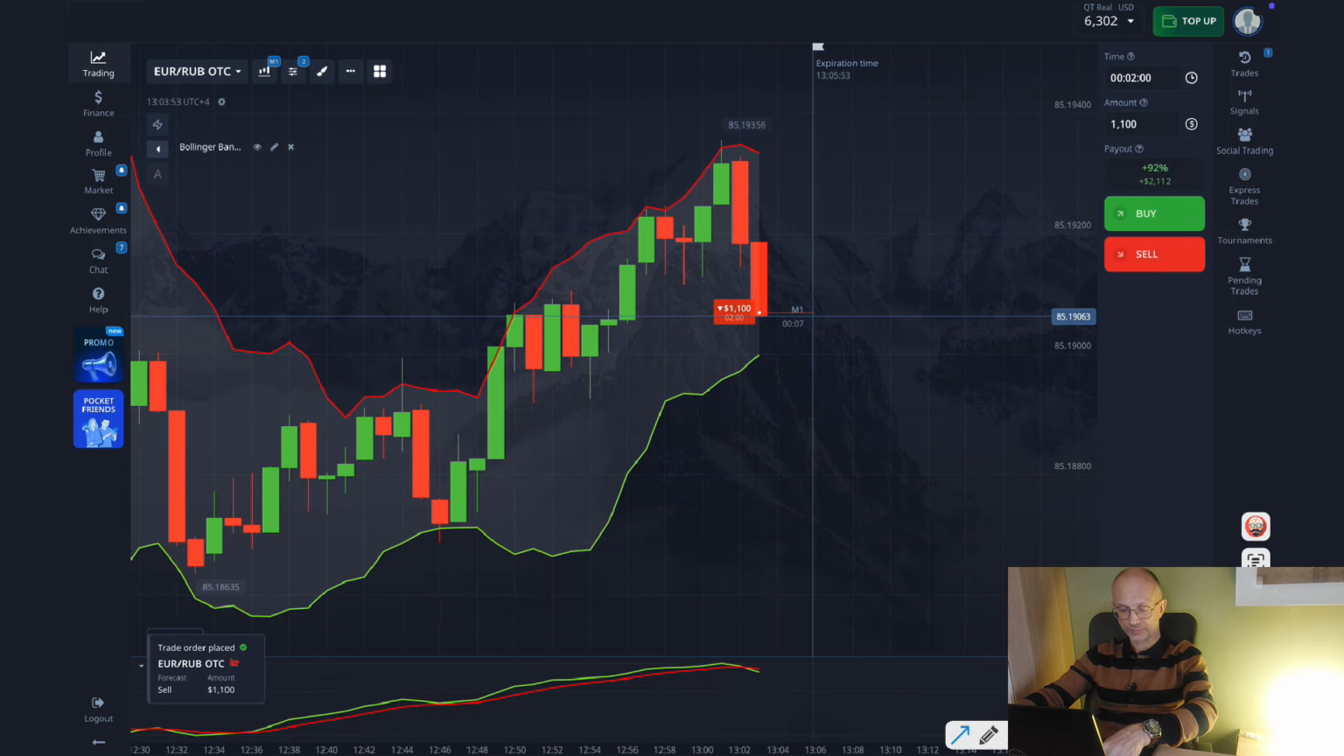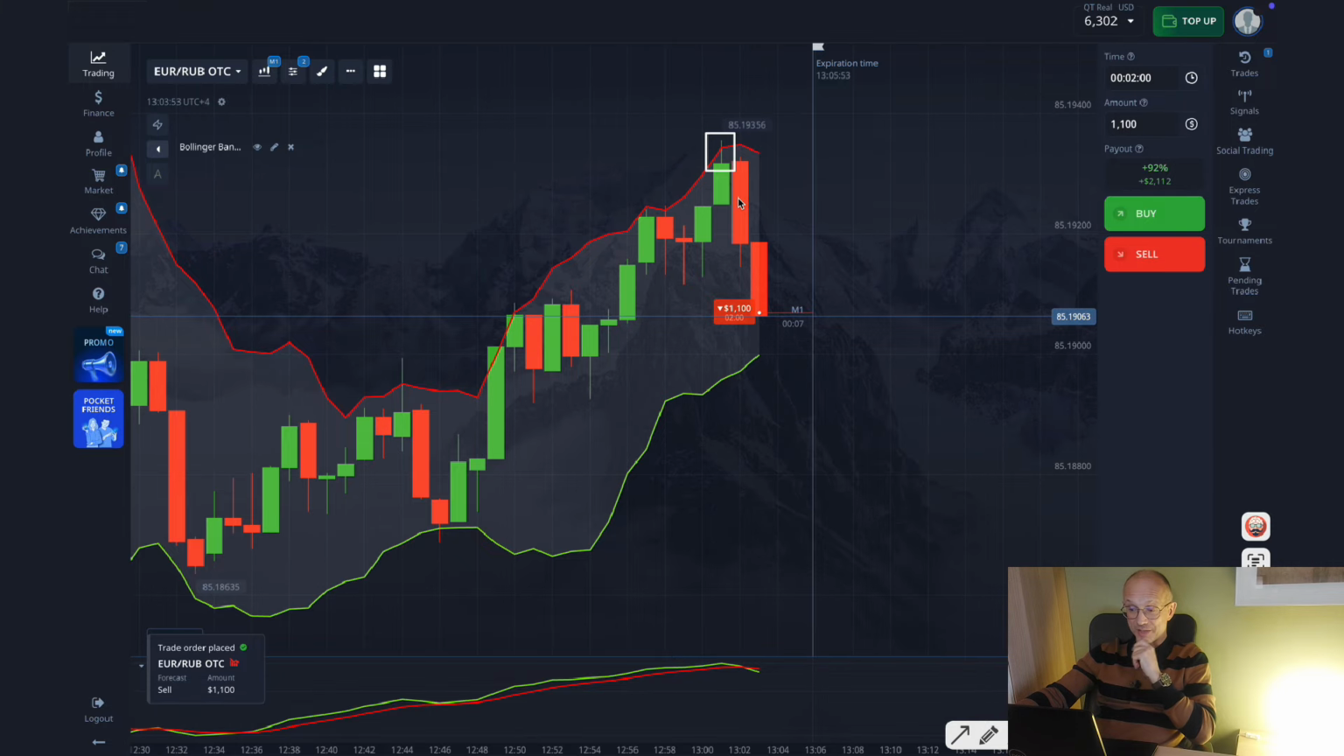First situation, the expiration time is 2 minutes and I'm opening a short trade for $1,100. Now I'll explain in more detail how you can work with this strategy. First, let's take a look at the chart. The candles touch the upper red line of the Bollinger Bands indicator and immediately begin to move down. This moment often serves as the first signal that the market is losing strength and is ready to move into a downward phase. And this is an early marker of a change in sentiment that helps you notice the beginning of a trend in time.